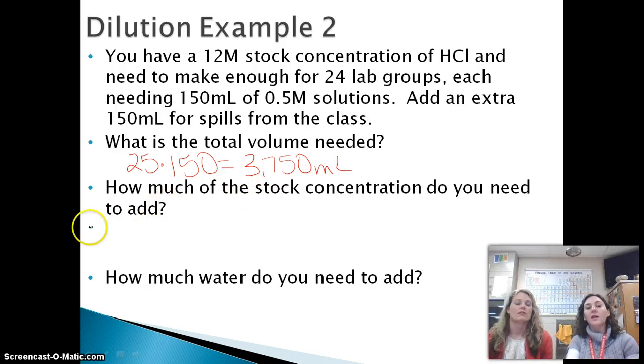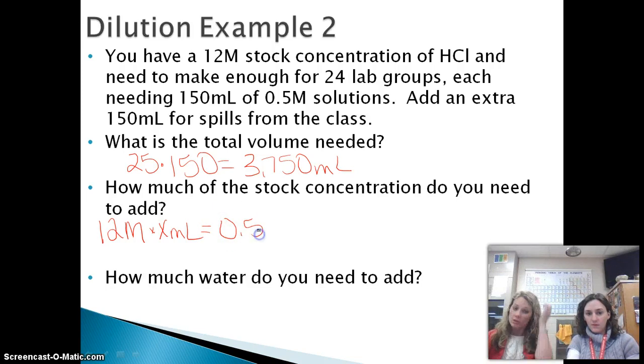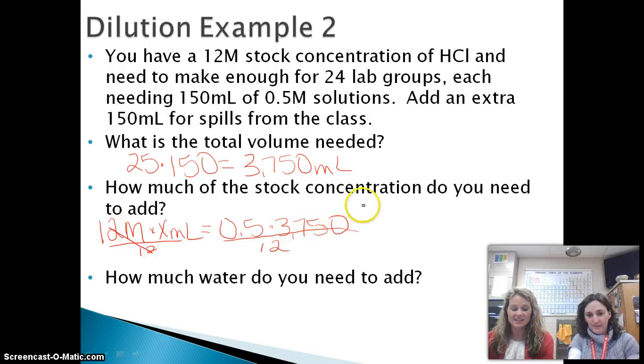So this is when we set up our dilution equation. Our stock is 12 molar, so we've got our 12. How much we're going to need is our x in milliliters. Our total, we want 0.5 as our dilution, 0.5 molar. And then we've got 3,750 milliliters. That is a long number. Okay, I got it. 0.5 times 3,750 divided by 12 is going to give us 156.25 milliliters of hydrochloric acid.